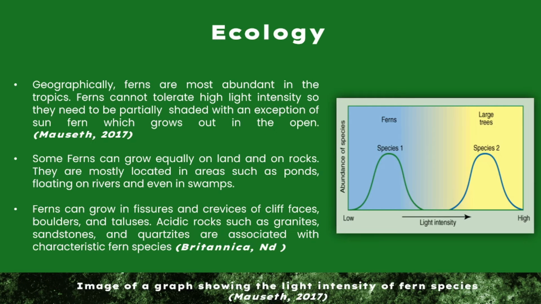Now we look at the ecology of ferns, basically where they grow and live. So let's pay attention to the graph below. In this graph, it is showing ferns, the first species, and then the second species is of large trees. If we pay attention to the x-axis, it shows from a low light intensity to high light intensity. And the ferns are located between the low to medium light intensity.